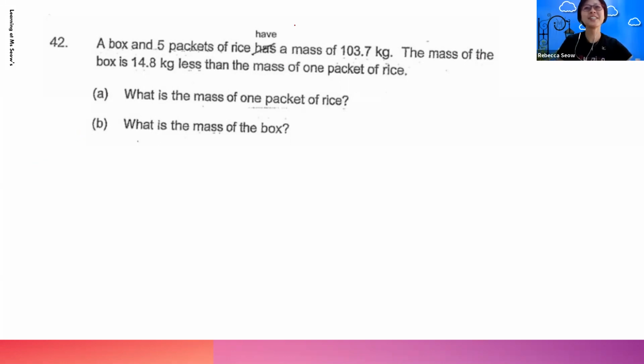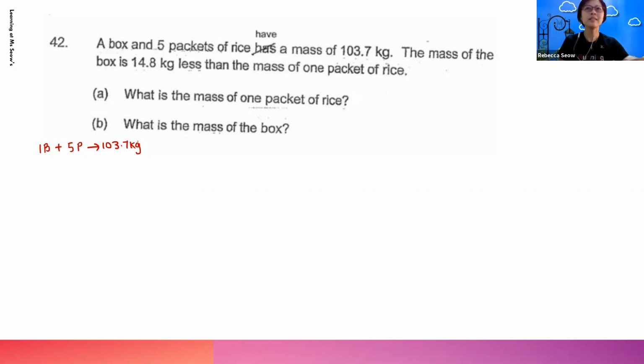Okay, let's take a look at this question. Come, Jordan, let's take a look at it together. So we have a box and 5 packets of rice, 103.7 kg. I'll write down the information first. So we have 1 box plus 5 packets of rice, and that gives us 103.7 kg. Now, why I'm writing this down in place of the first sentence is that it's always good to cut down the number of words for word problems so that we simplify the question. And when a question is simplified, sometimes there's less clutter and it's easier for us to look at what we really need to look at.